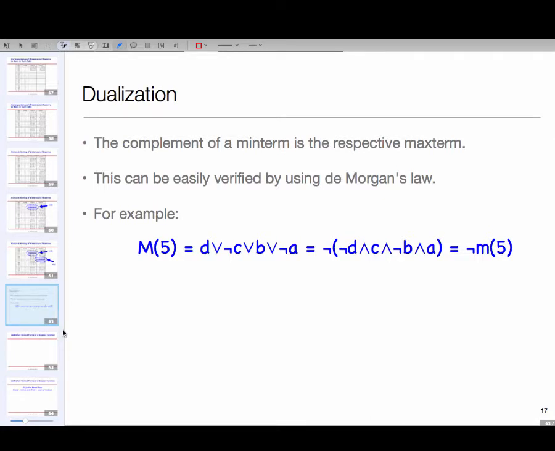Now, that's all definition. One other property you will see is called dualization, and what it says is that the complement of a minterm is the respective maxterm. For example, if I have M of 5, using De Morgan, I can write it like this. This is simply an application of De Morgan, or the duality property, and it is the same as the complement of the minterm. So I can go from maxterm to minterm or vice versa by maintaining the same index number but complementing them.